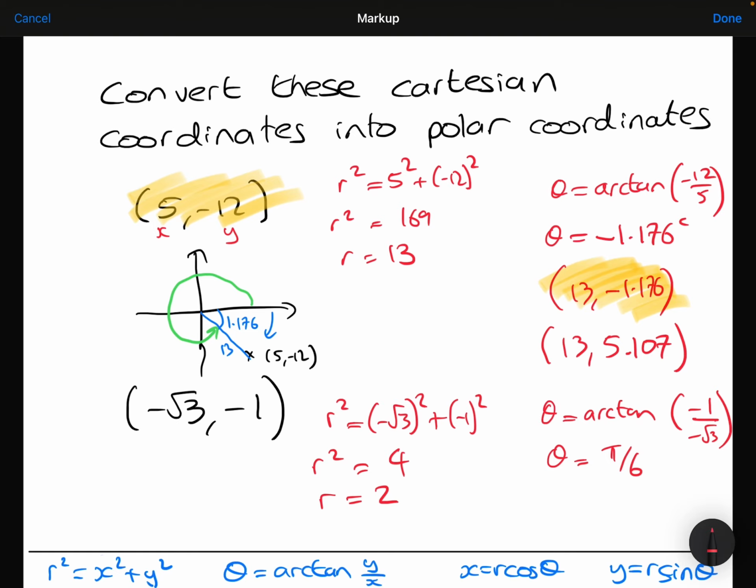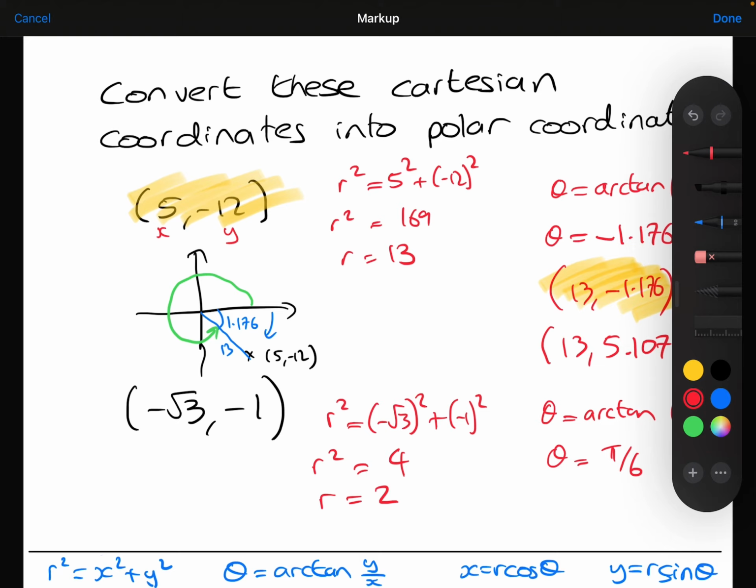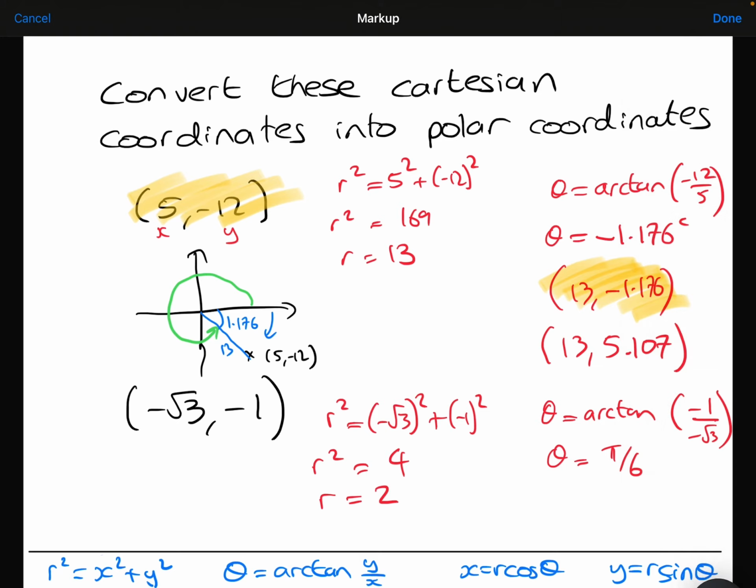Now I have to be careful with this, because that pi over 6 is not actually correct. The reason why that's not correct might not become clear unless I draw a diagram. So with these, I would always draw a little sketch just to help me visualize. The minus root 3, minus 1 coordinate is actually down here. So this is the minus root 3, that's the minus 1.